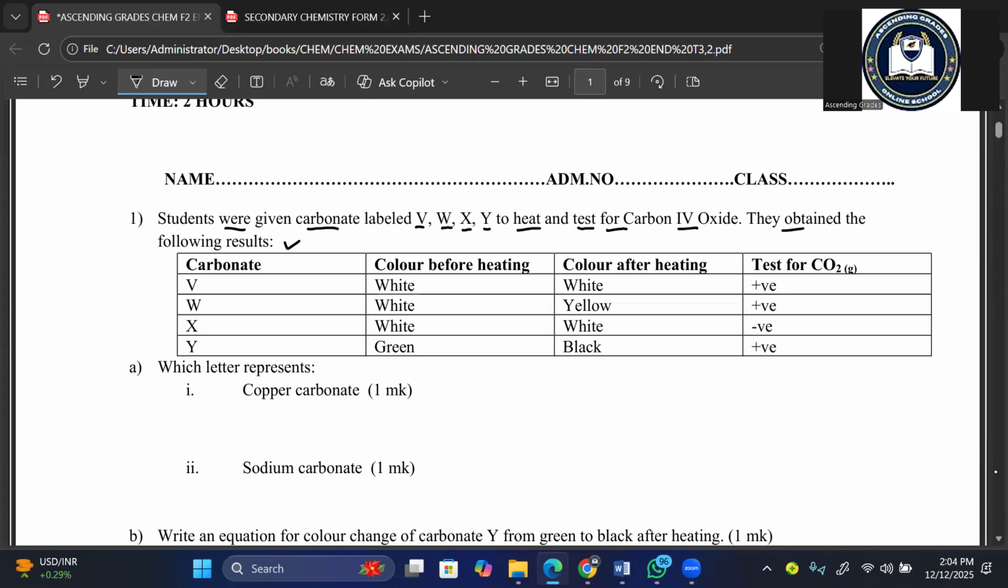So from V, before heating, it was white. After heating, it still remained white. And this shows a positive test for carbon (IV) oxide. W was white. This one turned to yellow. And then this one shows also presence of carbon (IV) oxide.